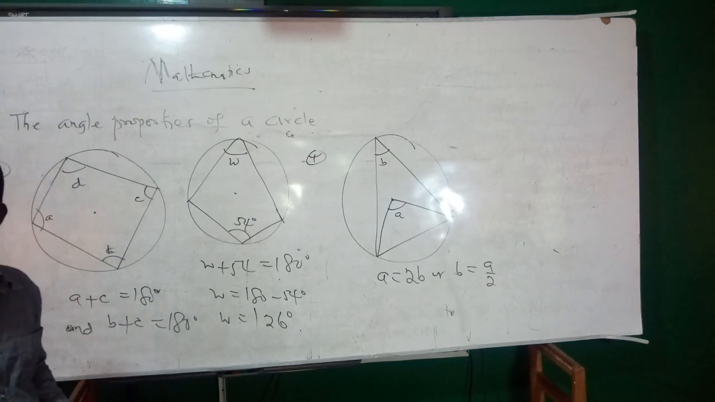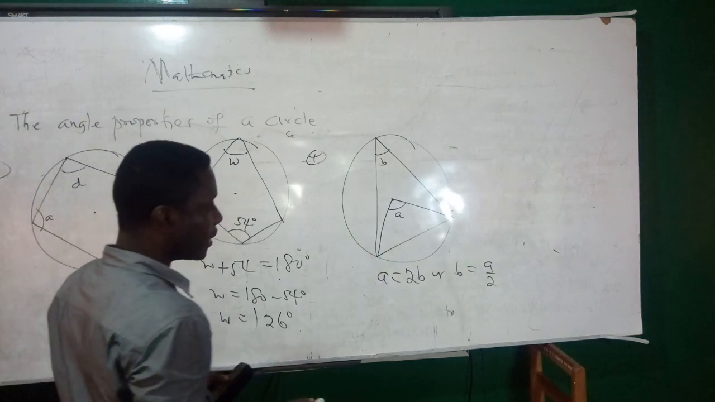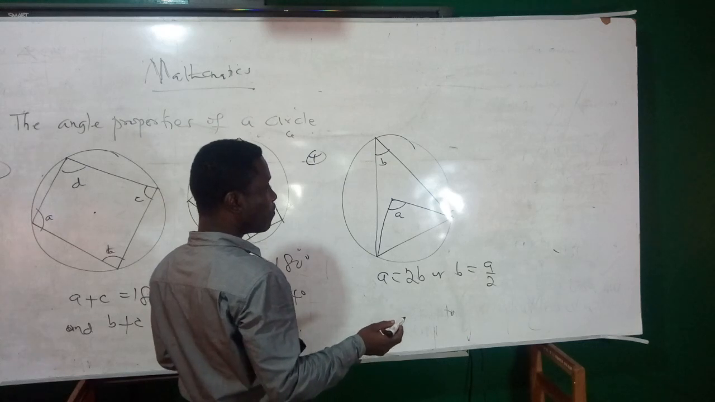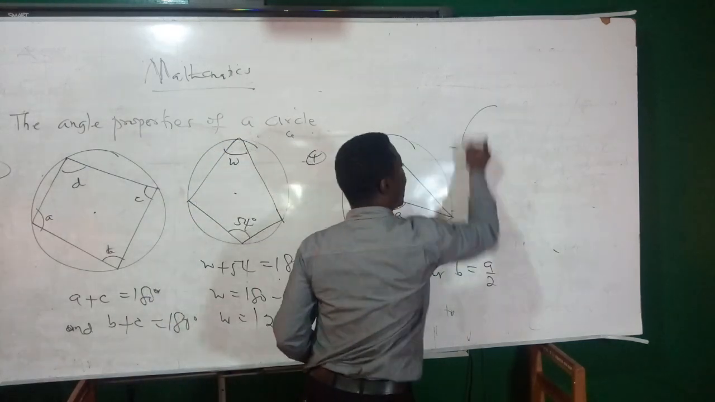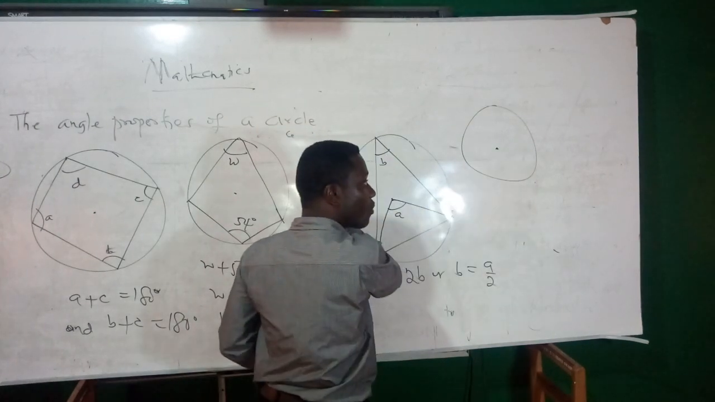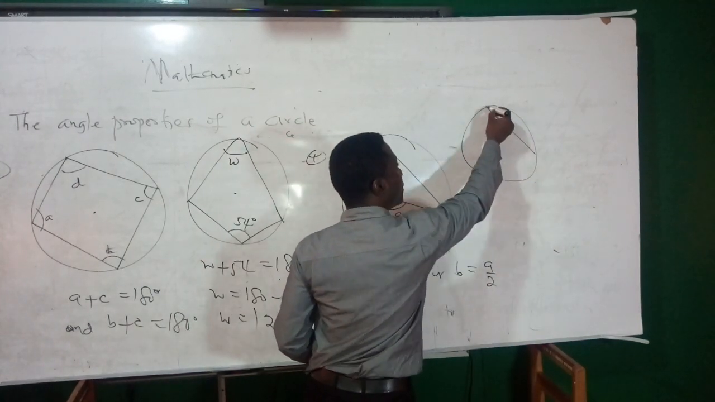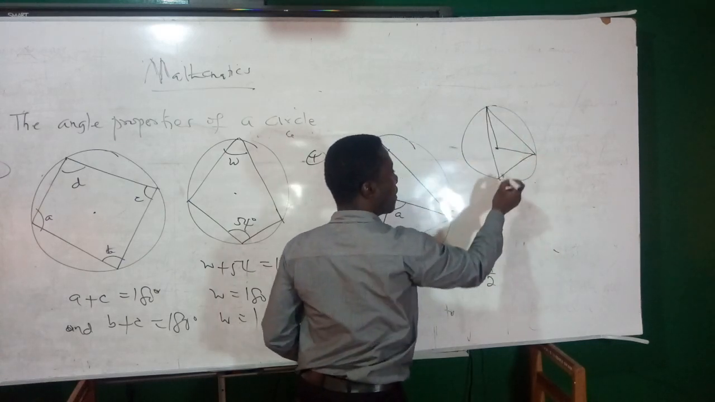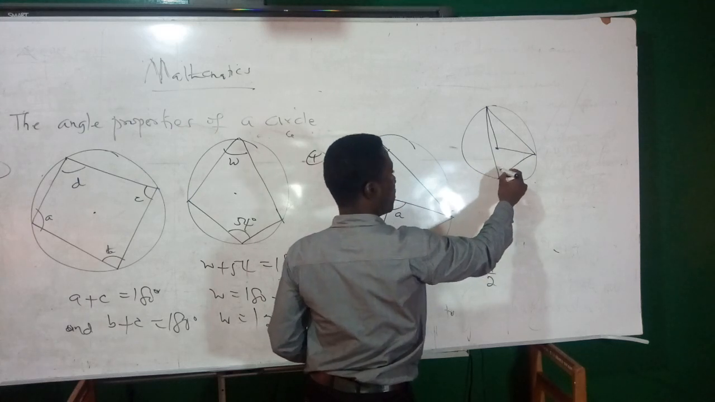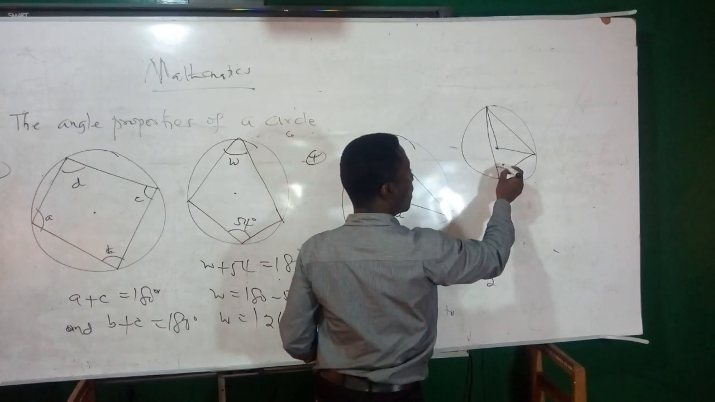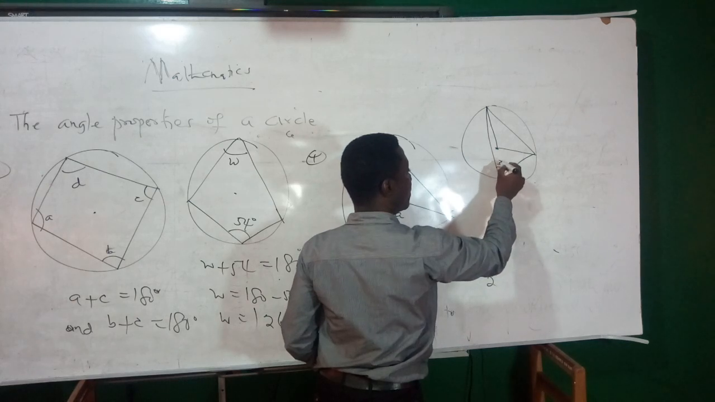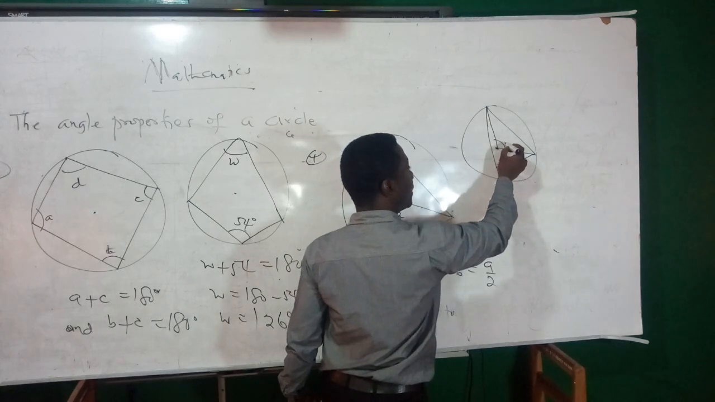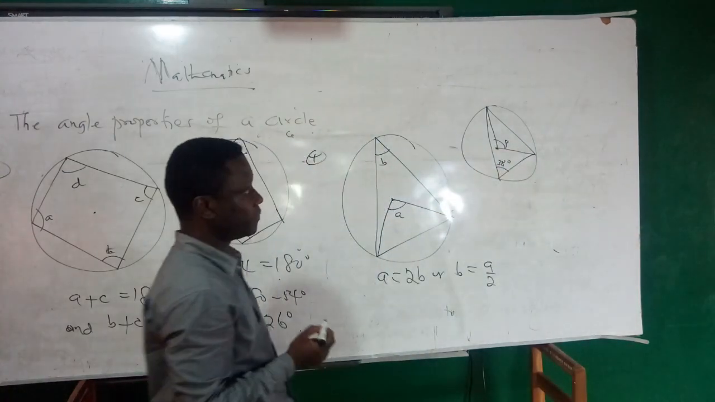So quickly, I will want to look at 2 basic examples here, so that if you were given a question where you knew, for example, that the angle here is 38 degrees and you wanted to find the angle here, say P.